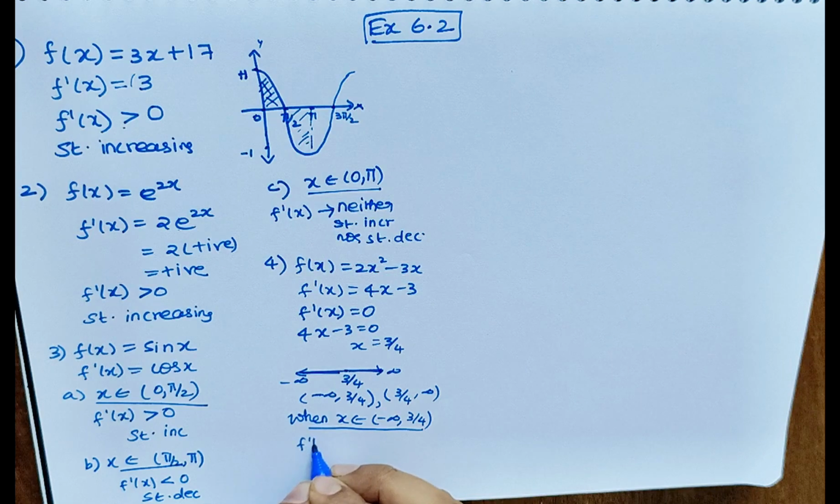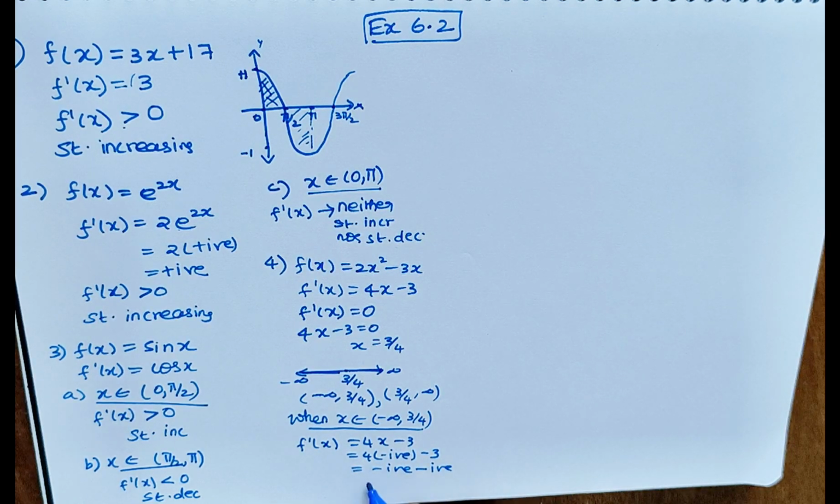Let us check. So f dash of x is 4x minus 3. That is 4 into a negative number minus 3. So we'll get plus into minus, minus. So a negative number minus 3 will be negative. So this is less than 0. We don't have any possibility of getting 0 as these are open intervals.